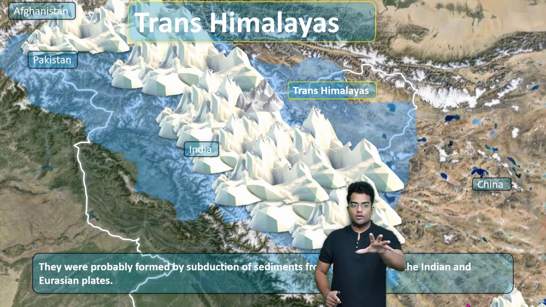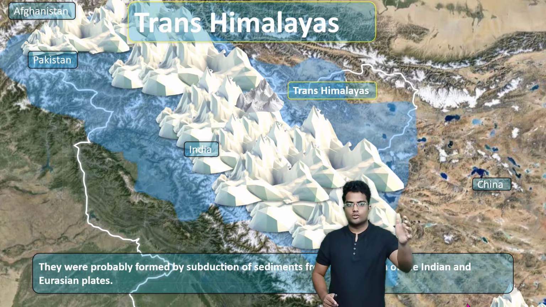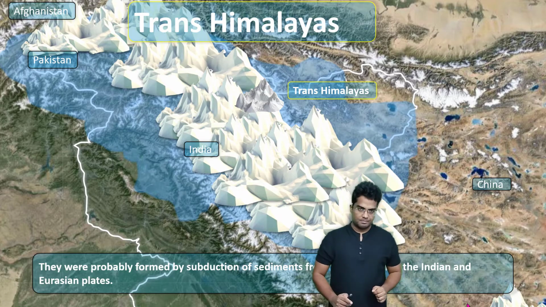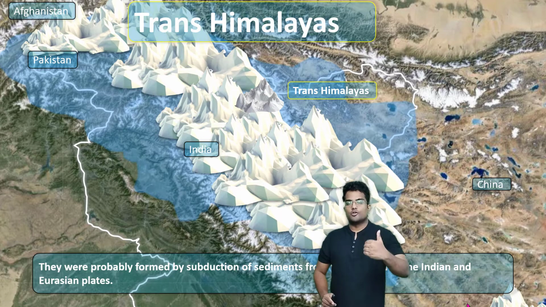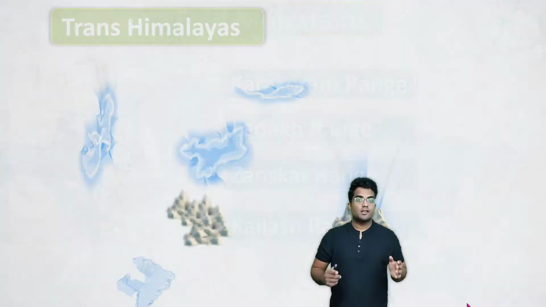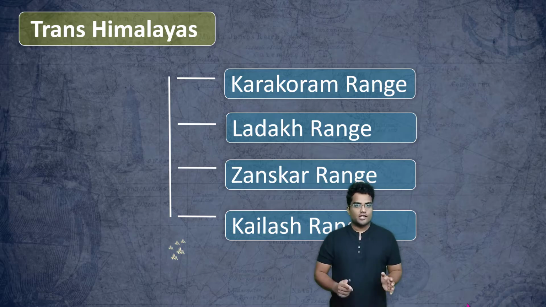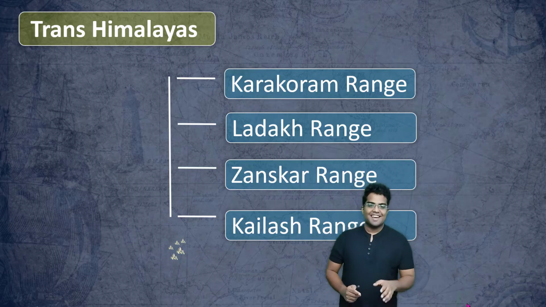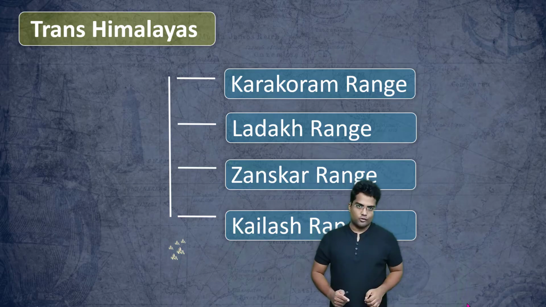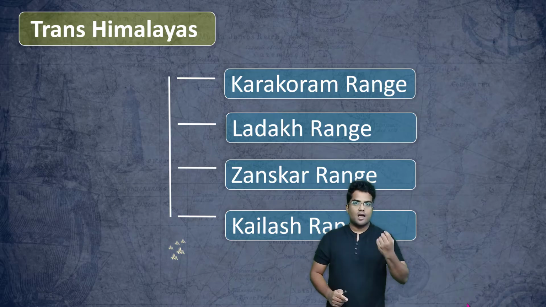right? We already know that the Trans-Himalayas goes from Afghanistan to parts of China, India, and Pakistan, right? Now you should know that the Trans-Himalayas is itself divided into 4 parts. Okay, so this is a bit confusing. That is why I keep on repeating this part so that it gets stuck in your skull, right? So the Trans-Himalayas is divided into 4 parts, that is the Karakoram Range, the Ladakh Range, the Zanskar Range, and the 4th, the Kailash Range.